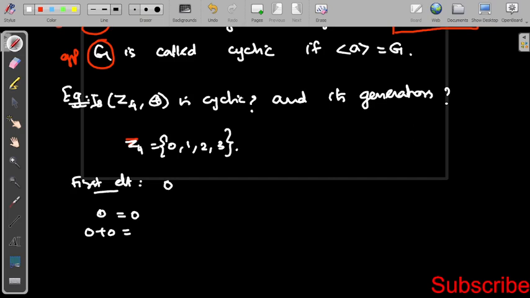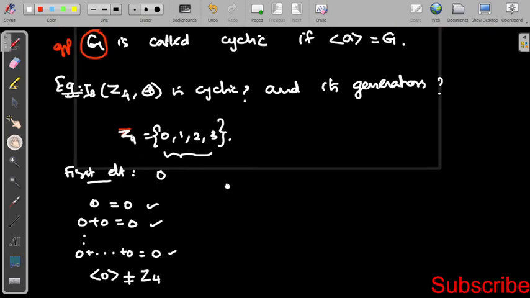Here the operation is plus circle, right? So if you add 0 any number of times, you will get the answer 0. Each time you are getting 0, not the whole set {0, 1, 2, 3}. So we can say that the group generated by 0 is not the whole Z4.